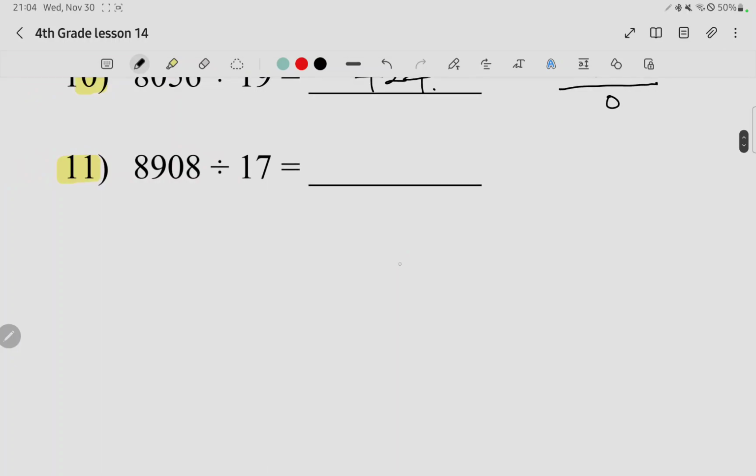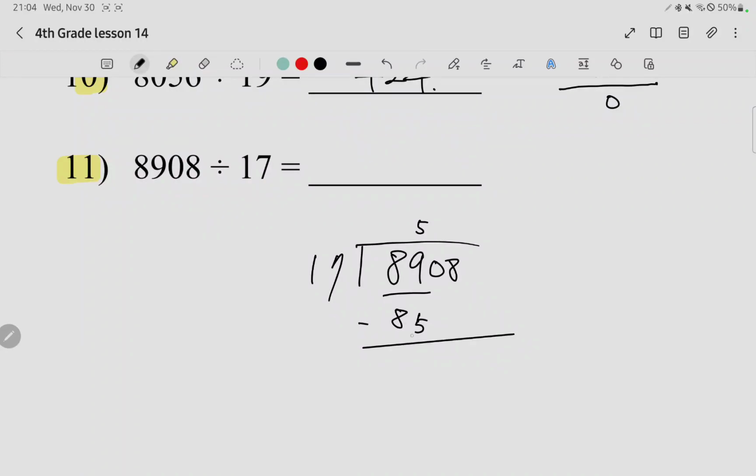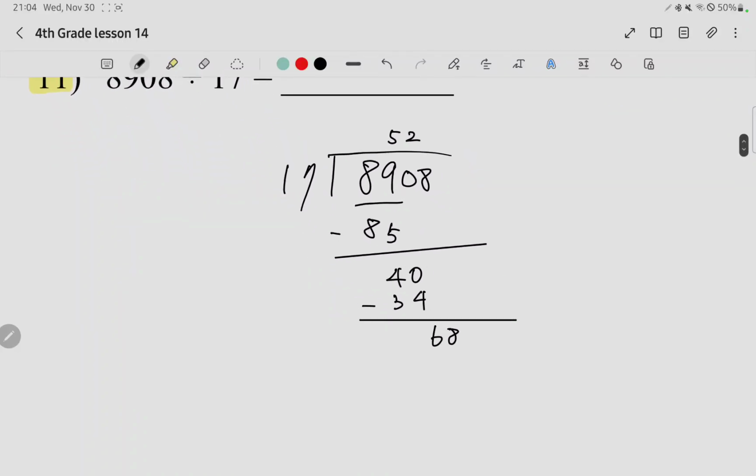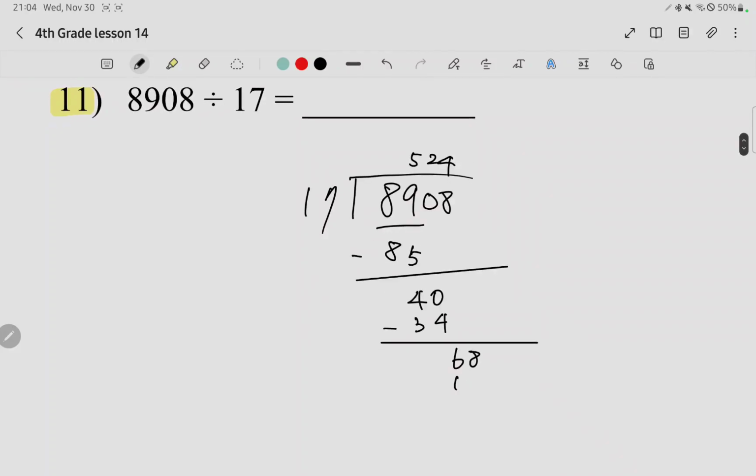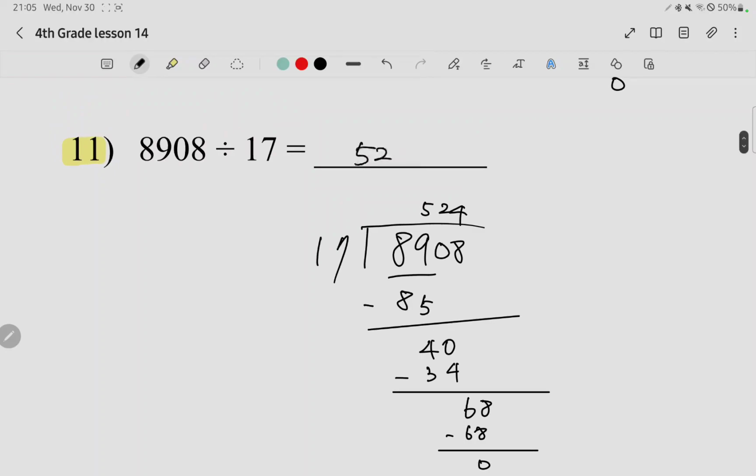Number 11. 8908 divided by 17. 17 can go into 89 5 times. So this will become 85. You subtract, then this will become 40. 17 can go into 40 2 times. This is 34. So 6 and 8. And 17 can go into 68 4 times. So number 11 is going to be 524.